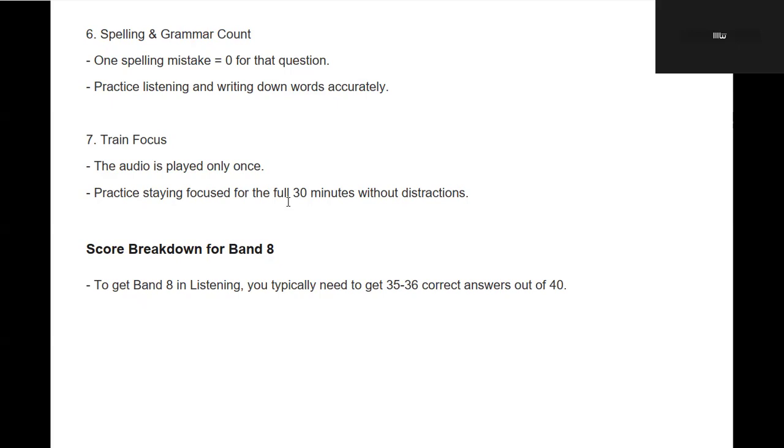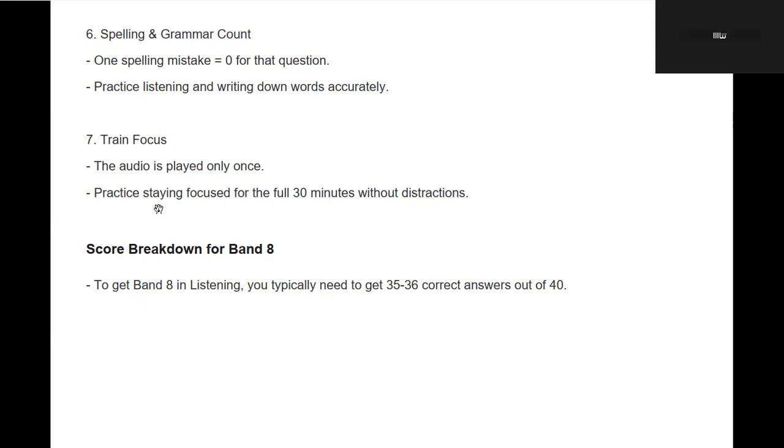The exam is 40 minutes. How can you just go to the bathroom during the exam? You will have fewer minutes. I don't know if this is allowed or not, but I don't think so. You did this at school, not in the IELTS exam. Okay, so we have train focus: the audio is played once.